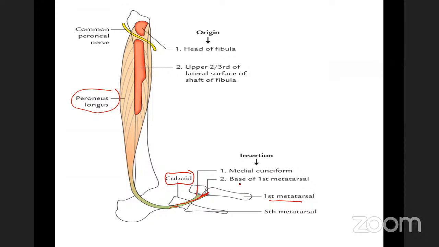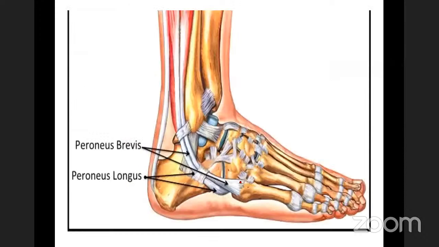Again, one MCQ is asked on this: peroneus brevis is attached to the tuberosity of the fifth metatarsal. Now, the two tendons, peroneus longus and peroneus brevis, pass between the peroneal retinacula, the superior peroneal retinaculum and the inferior peroneal retinaculum. The function of these is to keep the tendons in position and to prevent their bowstringing.